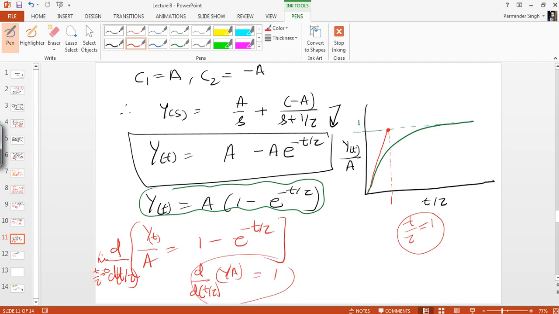So that means if the initial rate is maintained, this Y(t) will reach its maximum value. That is, maximum value over here is 1. That is at time t equal to tau. Clear? Now when you put t by tau as 1 in this expression, 1 minus e to the power minus 1, this becomes 0.632.